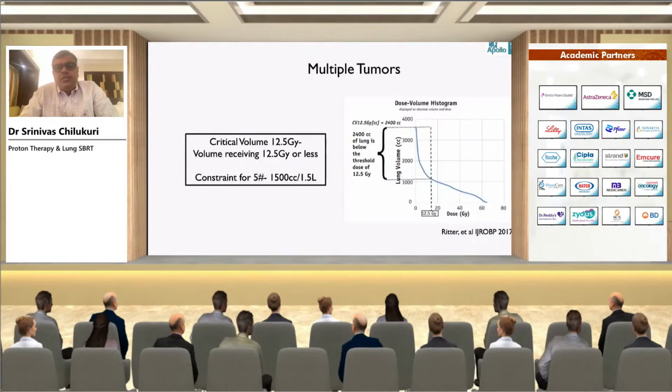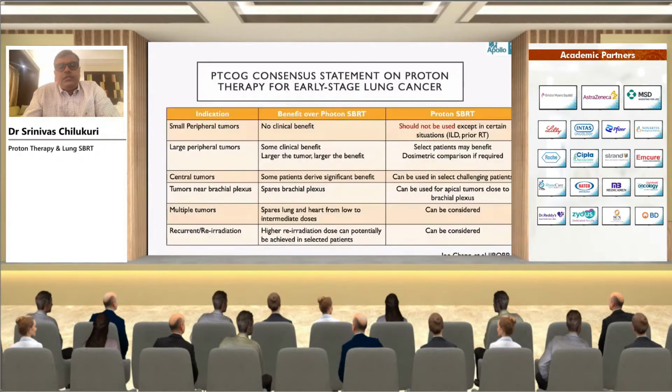Another challenging situation is when we have multiple tumors. When we have multiple tumors, again, this is the constraint for 5 fractions, 1500 cc or 1.5 liters with 12.5 gray or less, spared lung. And this is a constraint from RTOG trials. And sometimes this could also be a challenge when we are treating multiple tumors. And these are situations when we want some other technique to ensure that we are able to restrict our doses to the normal healthy structures.